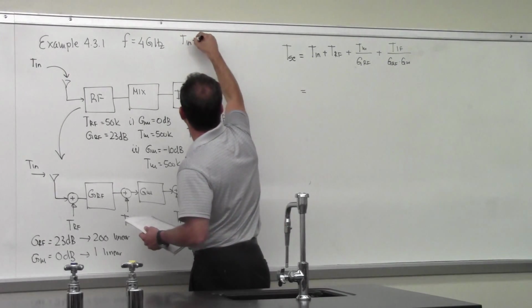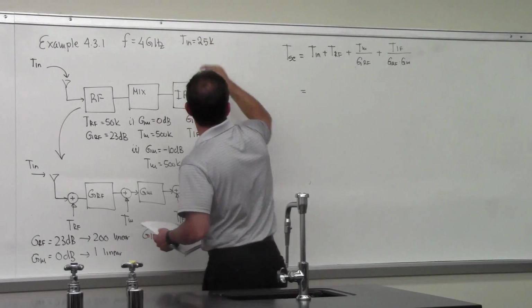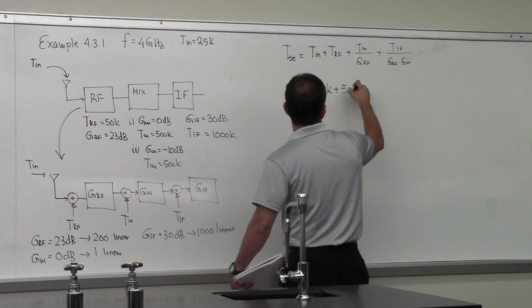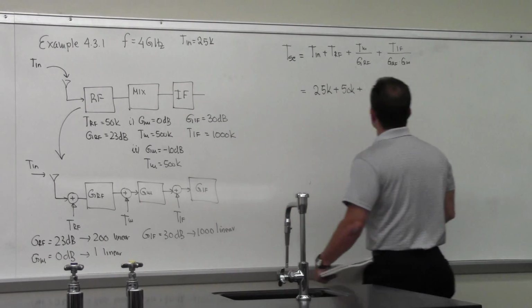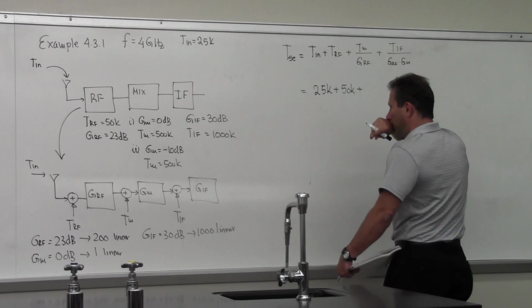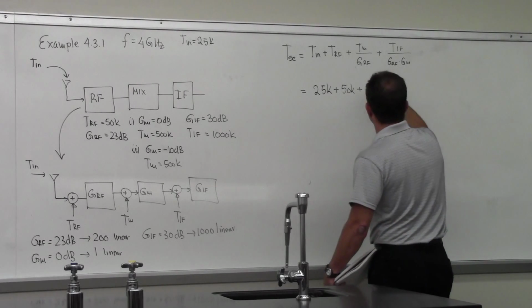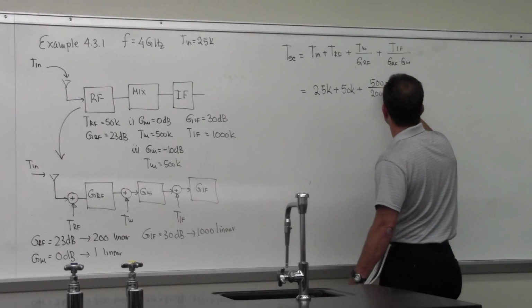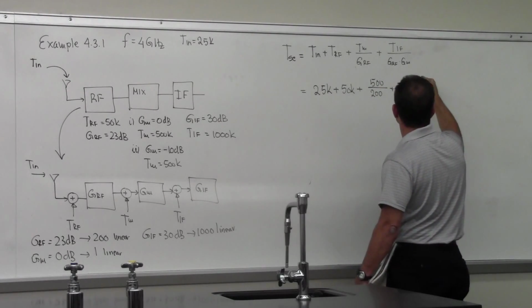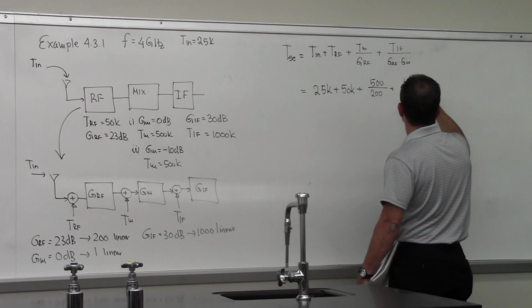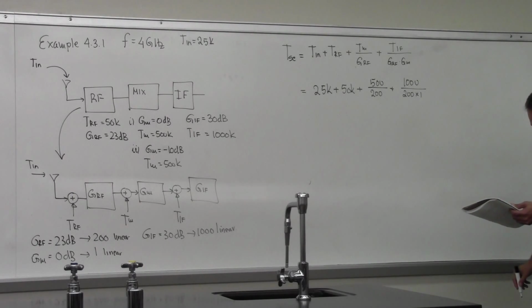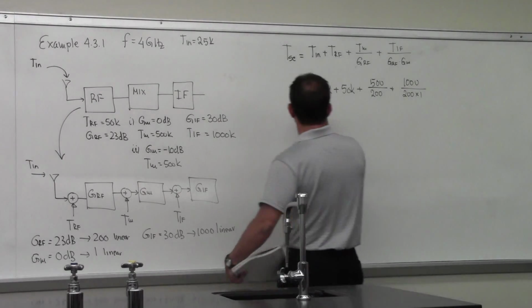Tin is 25 Kelvin. So this is 25 Kelvin plus 50 Kelvin plus 500 divided by 200 and plus 1,000 divided by 200 times 1. It's instructive. I didn't do it in my case here, but let me try to do it really quickly here so that you can see.